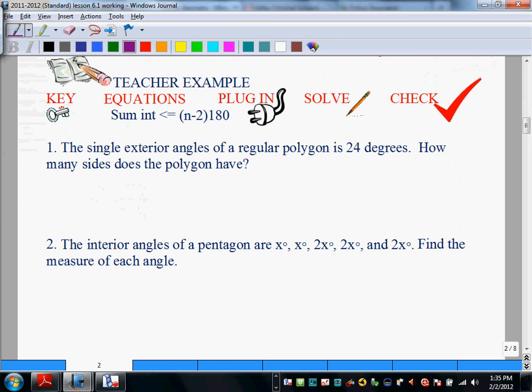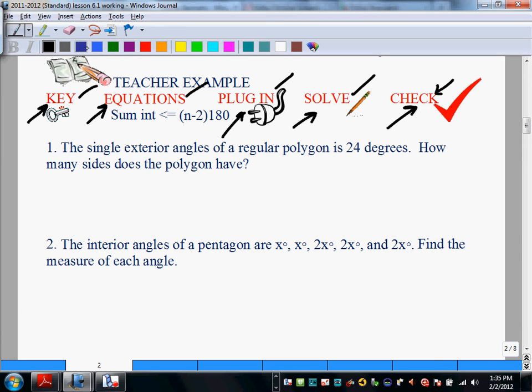When you guys are doing the work today, I want you to follow these 5 steps: key questions, equations, plugins, solve, check. Say those 5 words. Key, equations, plugins, solve, check. I'm going to do 2 with you, and then you're on your own.